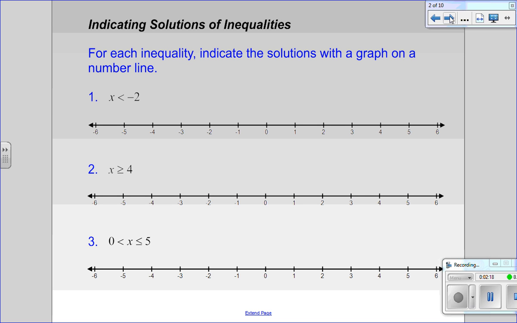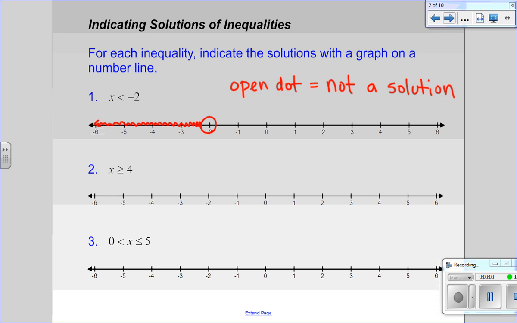Our first example is x is less than -2. To graph this, we begin by putting an open dot at -2, and then we shade all of the solutions, which would be all the values less than -2. Note that we use an open dot to designate that at that point, it is not a solution. -2 is not a solution to our inequality, therefore we use the open dot.